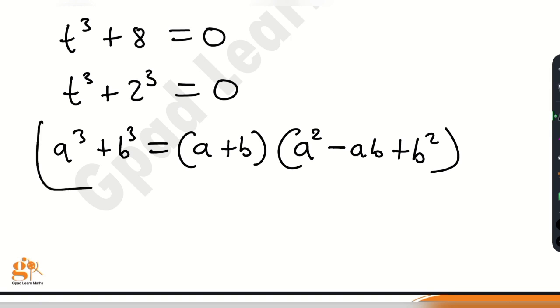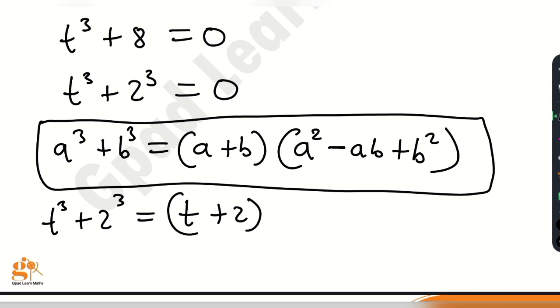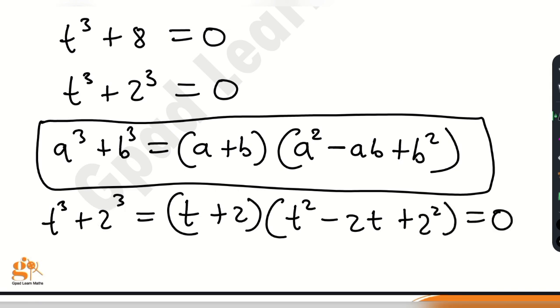Now, I am going to use this to factorize our given equation, which is t cubed plus 2 cubed. So let's factorize this. What you have now is what? t cubed, which is t raised to power 3, is equal to what? T plus 2. I'm using this as a guide, as you can see. Then in the bracket, what? T squared, right? Minus, see what do you have? AB. So you take t, you multiply t by 2, you get what? 2t. Then plus what? B squared. You are going to have what? 2 squared. So 2 squared. All is equal to 0.